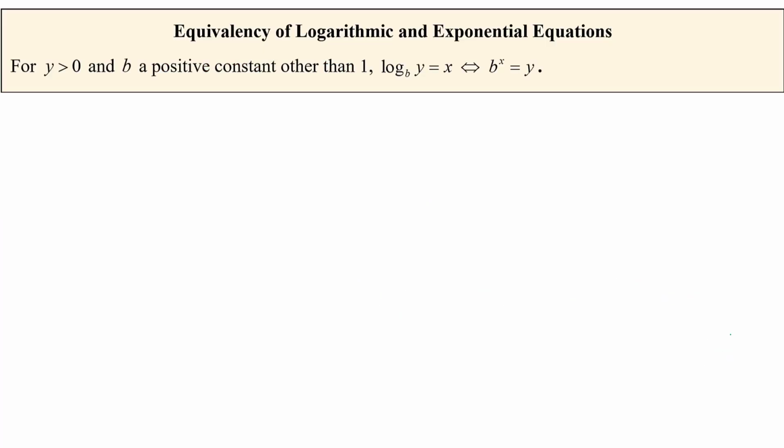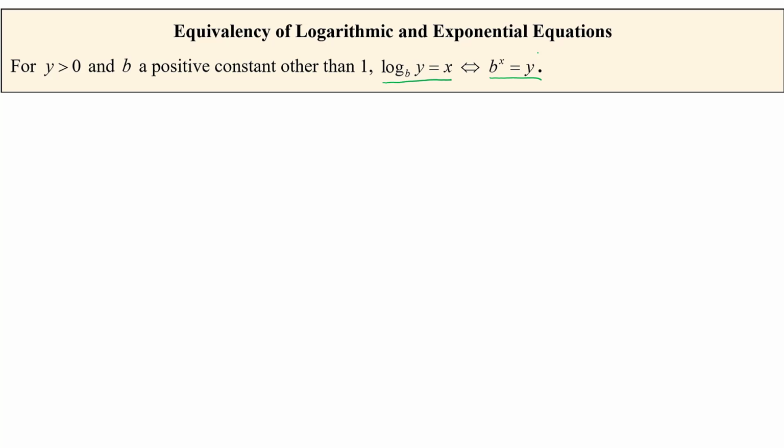Now for the equivalency between logarithmic and exponential equations. Log to the base b of y equals x if and only if b raised to the power of x equals y. We think of this as the same equation, simply written in different forms, the first being the logarithmic form, the second being the exponential form.